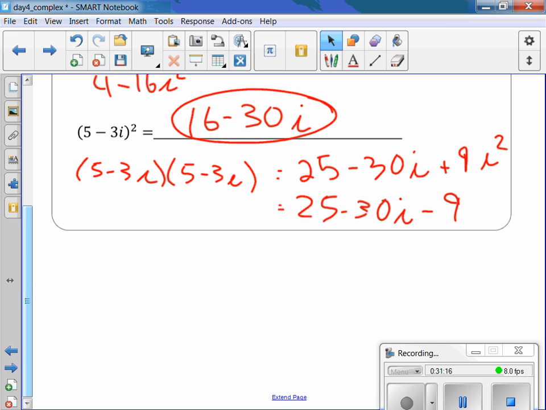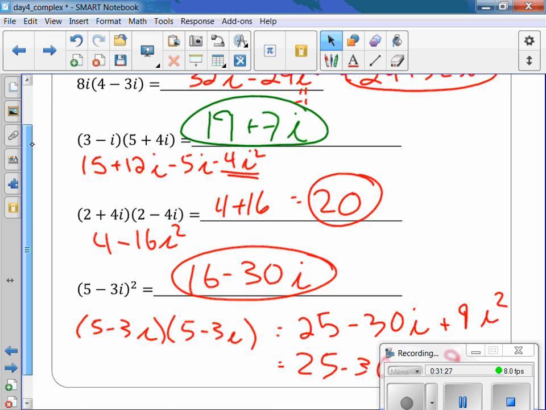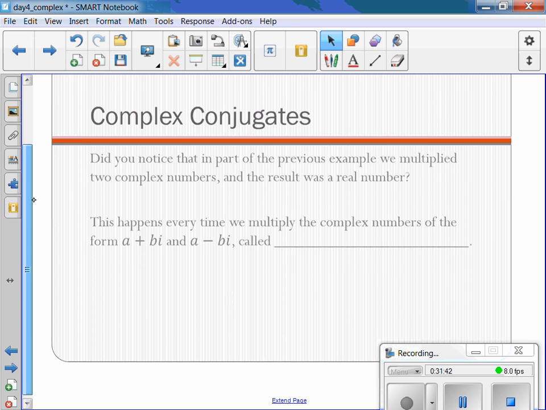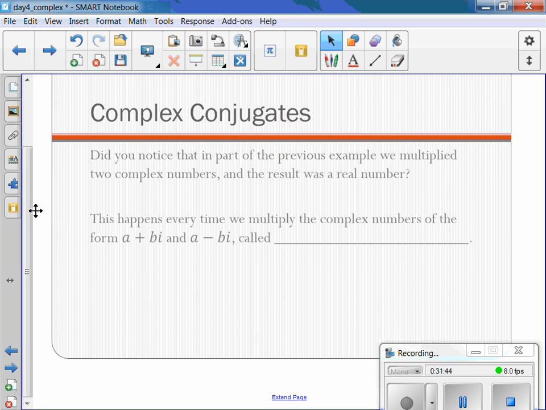If you notice, in the 2 plus 4i times 2 minus 4i, when we multiplied those two together, we came up with a real number. In other words, we made the complex numbers disappear. Having that relationship, those two numbers, we actually call those complex conjugates. When you multiply the two together, you can get rid of the complex number. With the complex conjugates, they have the same A, the same B. The only difference was what? The signs, the plus and the minus.